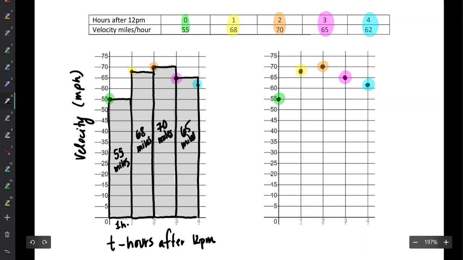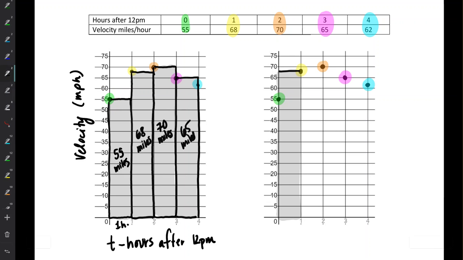I'm using the 68 number, right? But what if I used the right endpoints? What if I assumed between noon and 1 that I was going 68 miles an hour the whole time? Now, again, we're only able to estimate here. This would be an overestimation, because I know that I was only going 55 miles an hour at noon, but it's still a perfectly valid estimation.